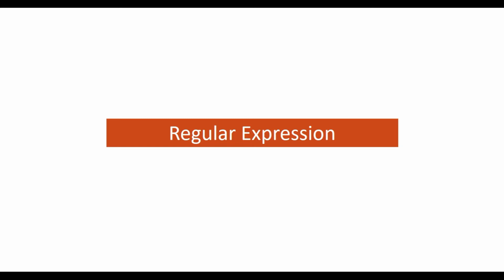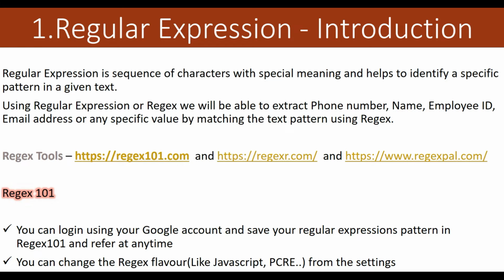Now we will go to the definition of regular expression. Regular expression is a sequence of characters with special meaning that helps to identify a specific pattern in a given text. So what it means is, you have a text or paragraph or an array of strings or whatever it is, and you want to extract the phone number, employee name or employee ID, or email address from the text or paragraph. Then you can write a specific regular expression pattern to identify the required field from the text. So this is just a theoretical explanation I am giving before we write actual regular expression patterns.